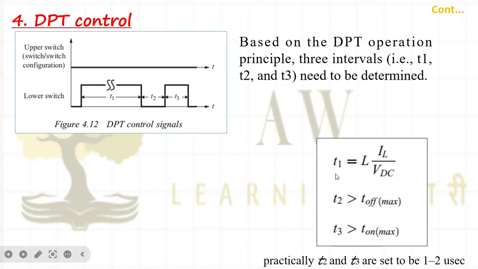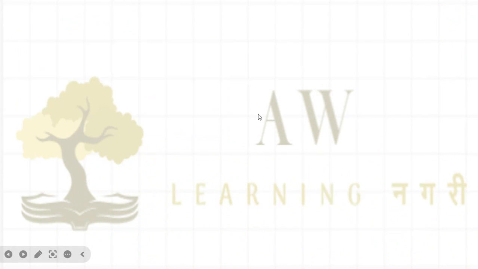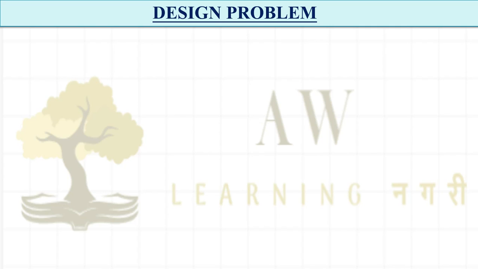So what values should we take? Generally T1 should be taken as L into IL by VDC, T2 should be greater than T off maximum, and T3 should be greater than T on maximum. These two parameters you will get in the data sheet, but practically T2 and T3 are taken as 1 to 2 microseconds. You can choose 1 microsecond or 2 microseconds for T2 and T3, but for T1 you should use the formula L into IL by VDC. With this I am concluding the theory part, and we will now see the designing problem.